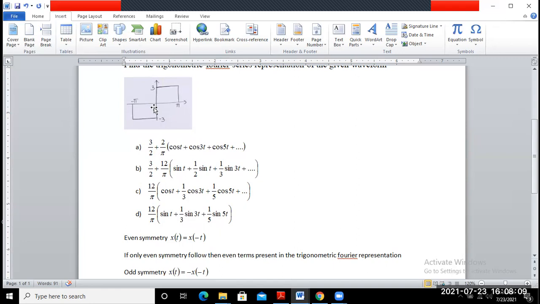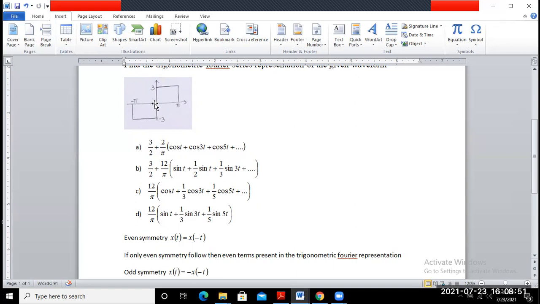Next, check for the odd symmetry. How can we check the odd symmetry? Odd symmetry is nothing but x(t) equal to minus x(minus t). That means you take the mirror image of this half waveform and revert that waveform, and if you get the original waveform, it follows the odd symmetry condition. So the mirror image looks like this, and if you revert it, it looks like this. So this waveform follows the odd symmetry condition.